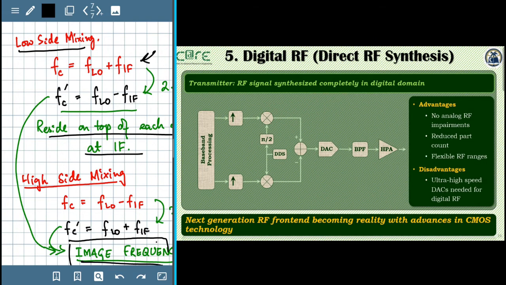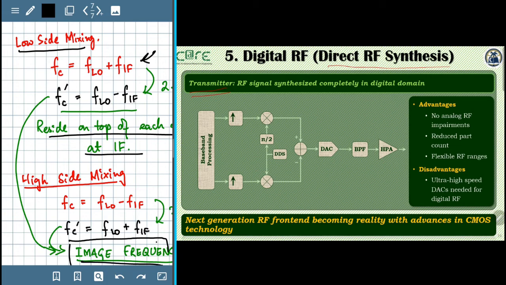Finally, the fifth architecture is the one that the world industry is heading towards. This is the digital RF architecture. On the first slide, we are going to talk about the transmitter side. In this context, it's often referred to as direct RF synthesis, because the RF frequency is being synthesized directly without any multi-stage conversion, and is all being done in the digital domain.